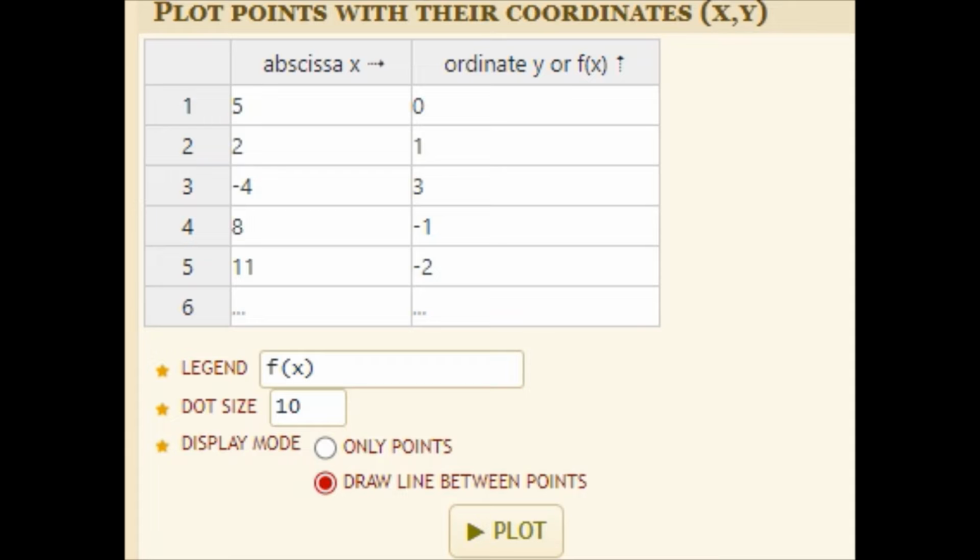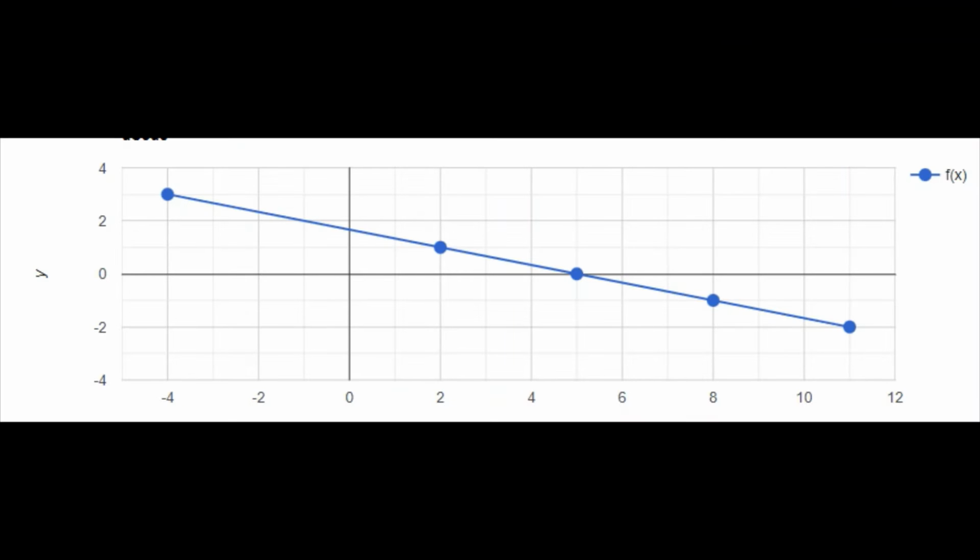Now you can plot these points using graph paper, or I have used an online graph plotter, where in this table you can enter the x values and y values, that means abscissa values and ordinate values, and then press the plot button. Once I press the plot button, this type of graph will come. So from this graph it is clear that if we plot any linear equation on a graph, we always get a straight line.